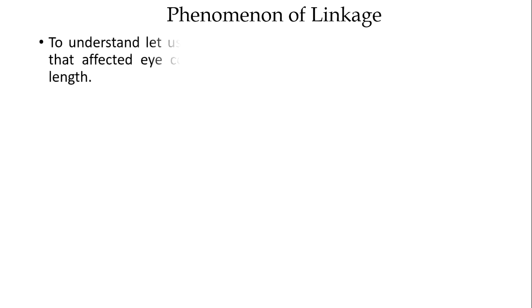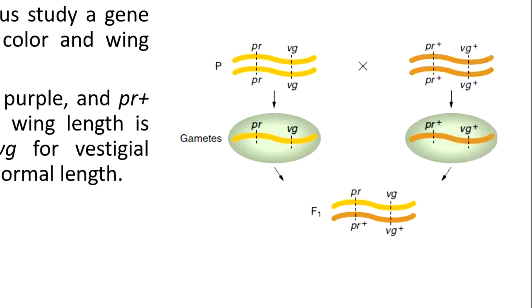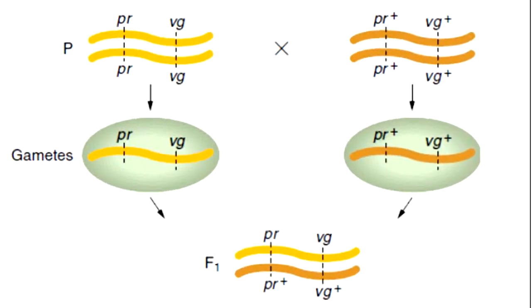To understand the phenomenon of linkage, let us study a gene that affected eye color and wing length. Here, PR codes for purple, and PR plus for red, while the wing length is represented by VG for vestigial wing, and VG plus for normal length. The wild-type alleles of both genes are dominant.